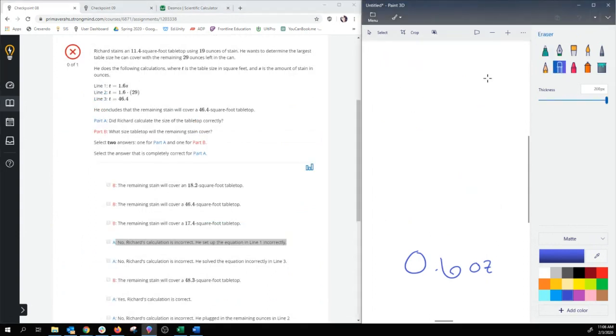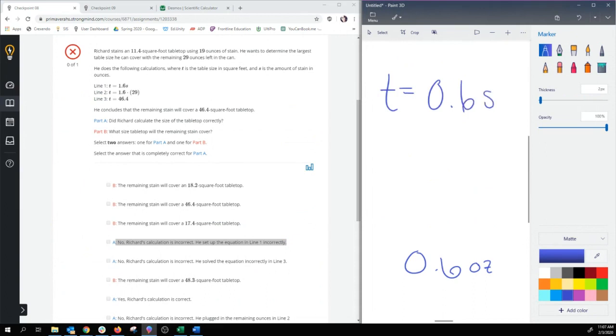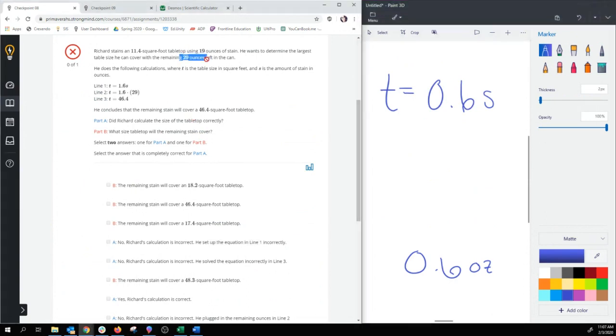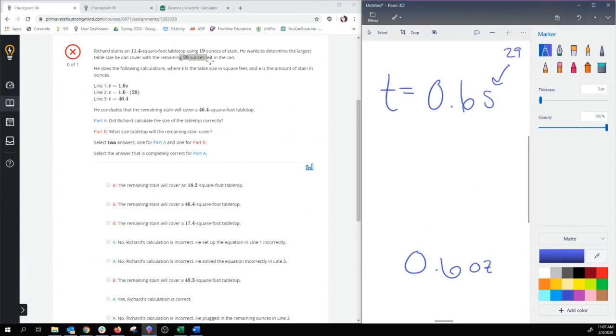Okay, so I'm going to erase this and then rewrite our correct equation. So this should be T equals 0.6 S. Then for part B1, we want to know what size tabletop will the remaining stain cover. So he has 29 ounces of stain left. So the 29 I'm still going to insert here for my S. So I'd have T equals 0.6 times 29.